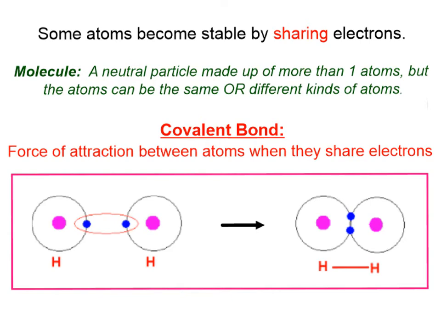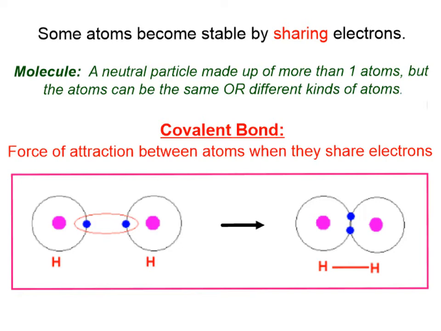Some atoms become stable by sharing electrons. They don't actually transfer electrons. When electrons are transferred, we have ionic bonds that are formed, but when electrons are shared, we have covalent bonding that happens. A covalent bond is just the force of attraction between atoms when they share their electrons.